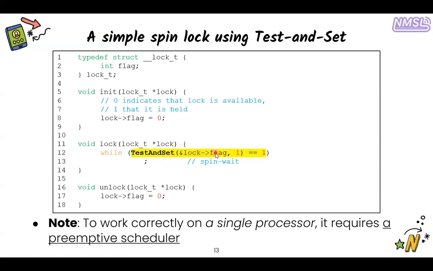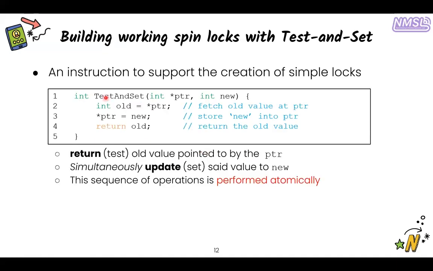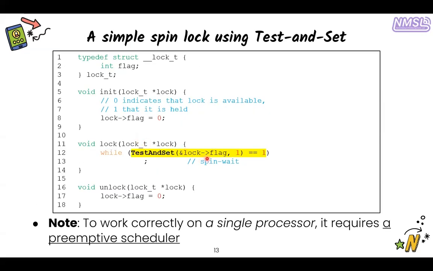the lock's flag, 1. So here, the pointer, lock's flag, is now going to old, and that is being returned. So the current value of flag would be returned, and then you also set that to 1. Now, if the current flag is 1, then you spin wait again, right? Otherwise, you have the lock.